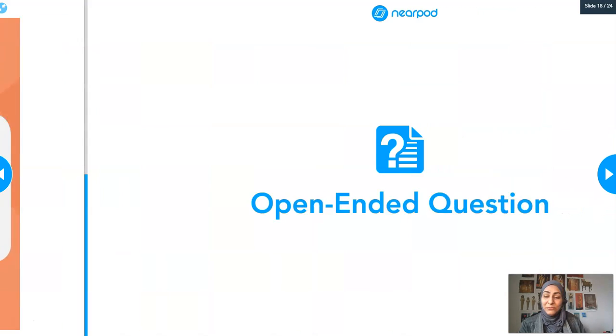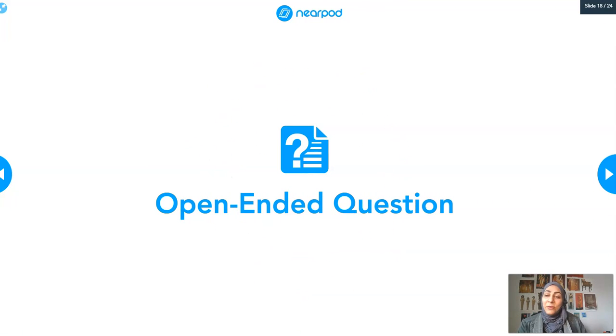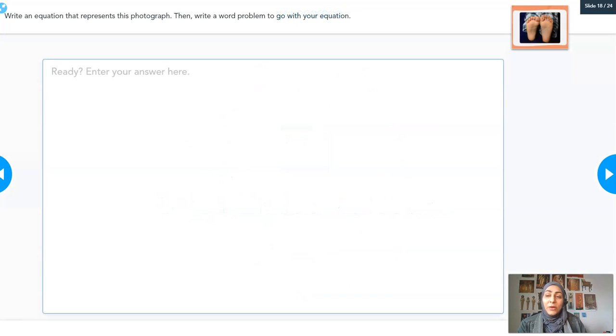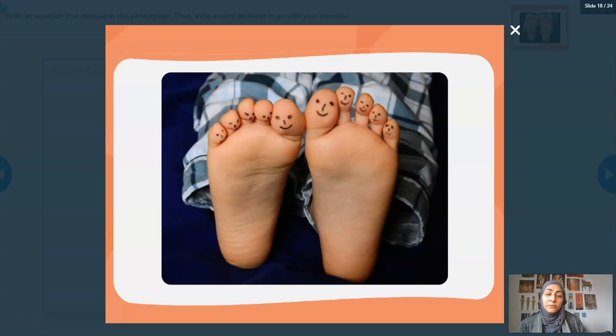Okay, let's move forward. Now, write an equation that represents this photograph. Then write a word problem to go with the equation. They still have the picture. You can click on the picture here to look again if you want.